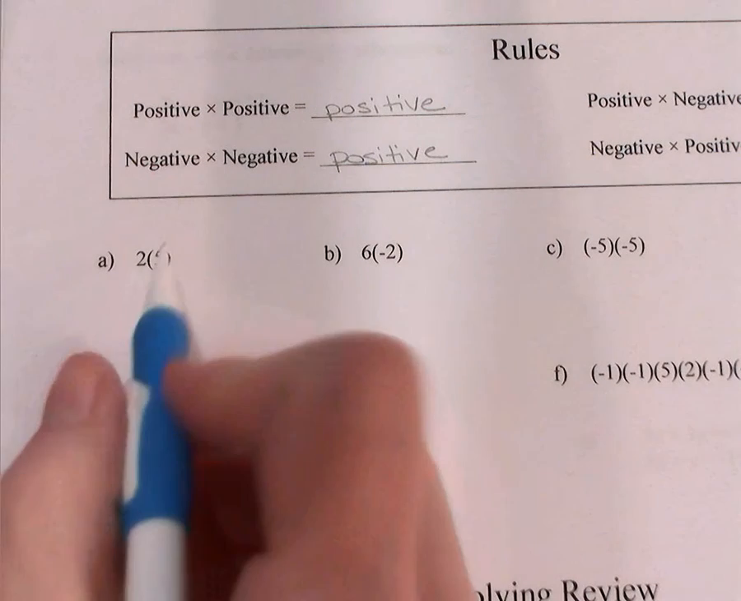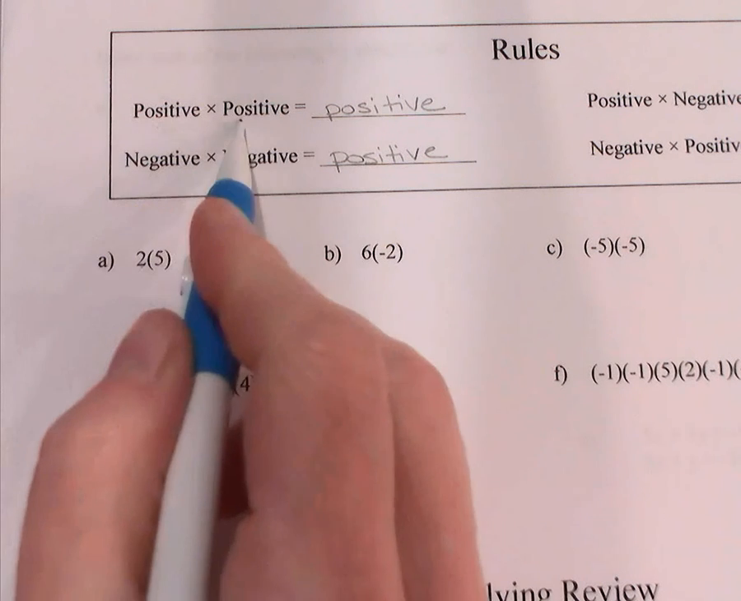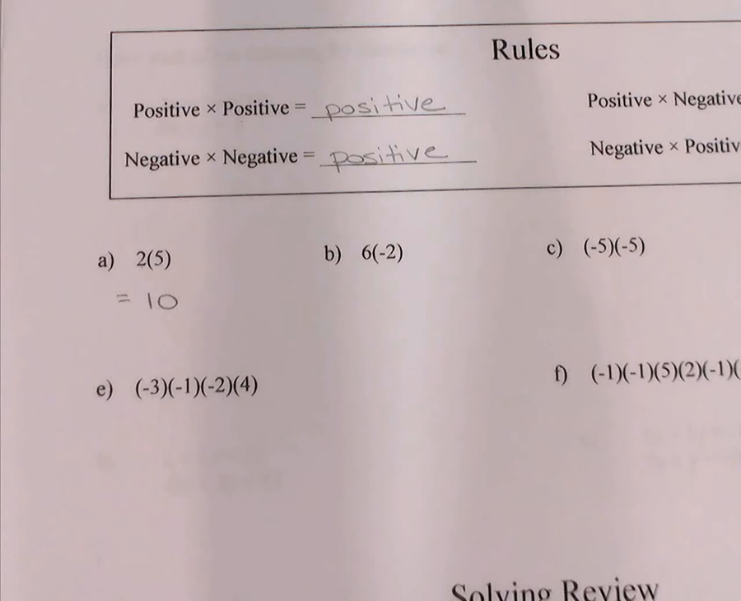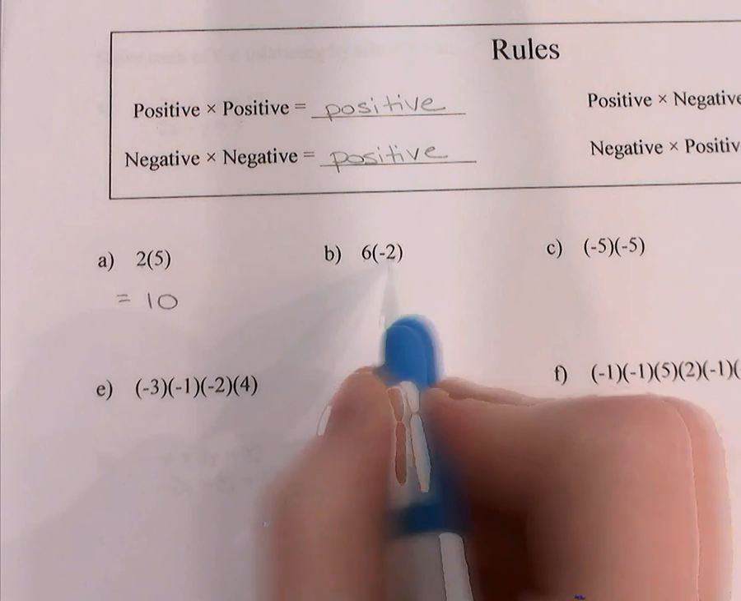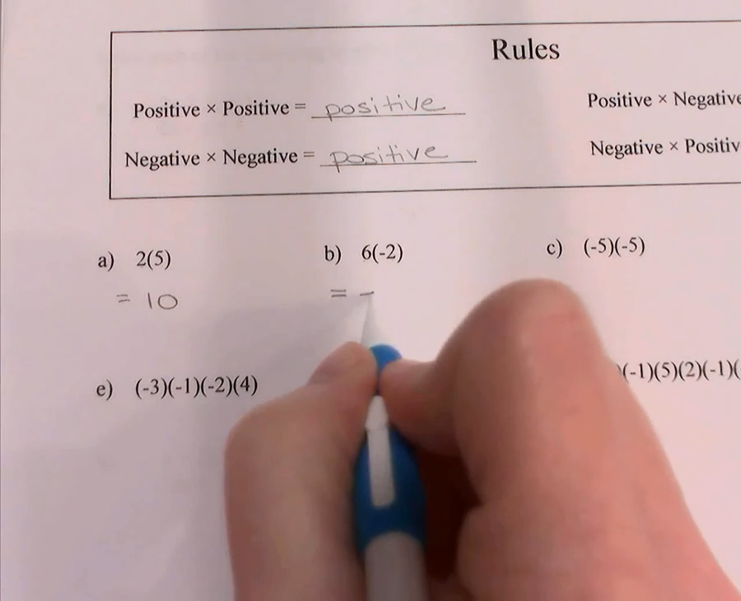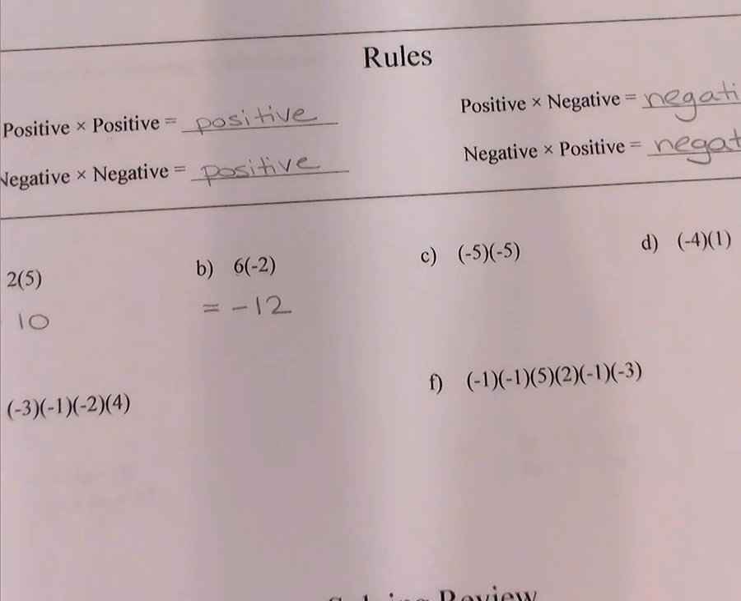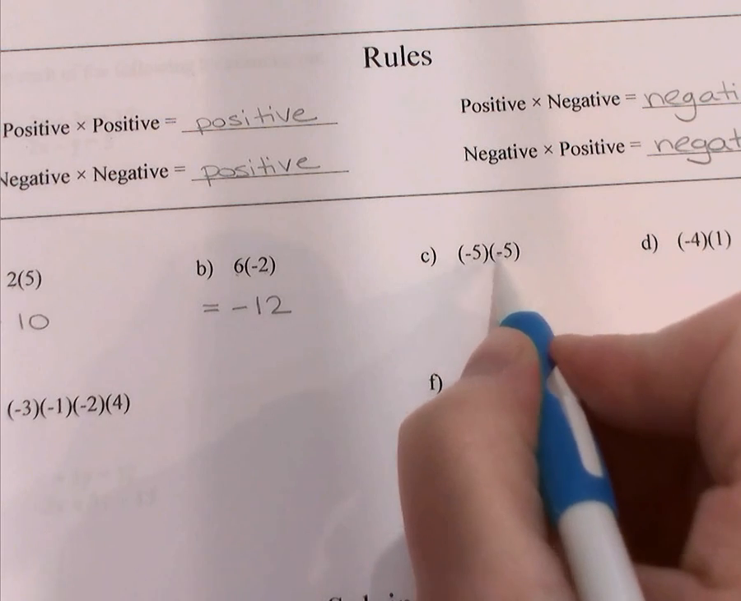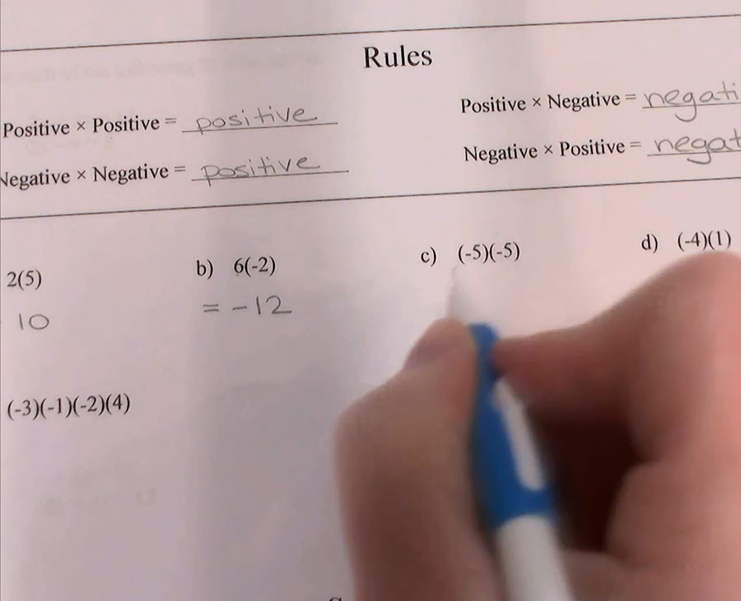So if I look here, I have positive 2 times positive 5. So positive times positive is a positive, and the answer is 10. If I look at the next one, I have a positive 6 times a negative 2. So positive times negative is negative, and 6 times 2 is 12. Here I have negative 5 times negative 5. So negative times negative is positive, and 5 times 5 is 25.